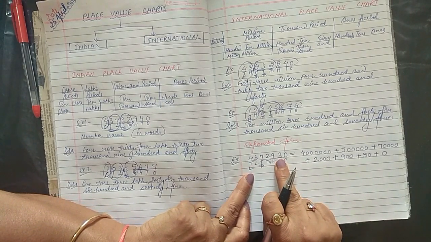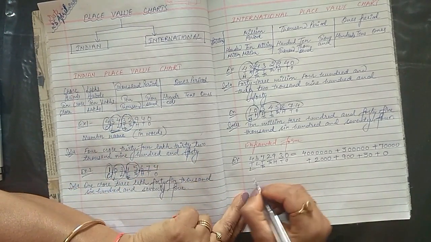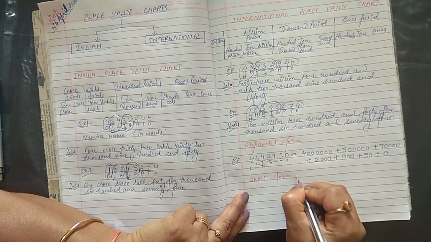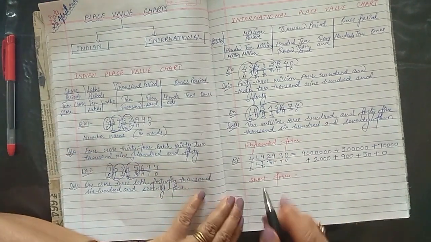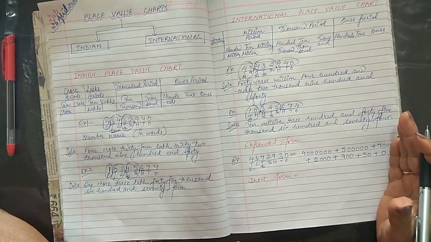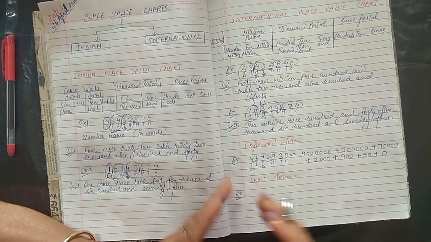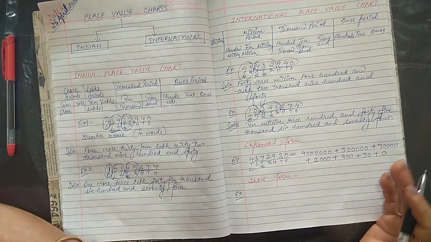It's very simple. Now opposite of this expanded form is short form. What is a short form? It is just opposite of this expanded form. In this expanded form, we used to expand the large number. In this short form, an expanded form is given over here and we have to turn that expanded form into a short form.